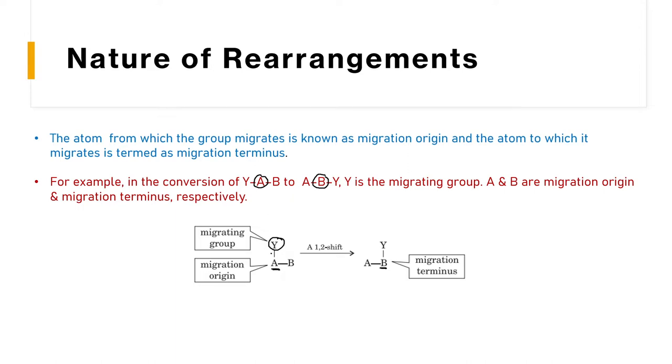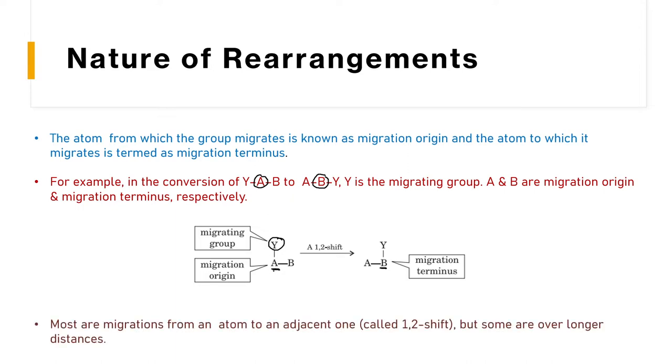When this migration takes place, can I say that the atom or the group which is migrating has migrated to just the next element? So from A, it has migrated to B. Therefore this migration is from an atom to an adjacent one, and it is known as a 1-2 shift. However, there are certain shifts which take place at a longer distance. Let's look at them.